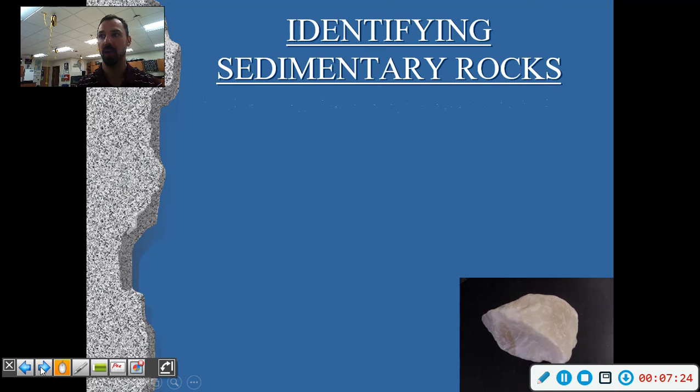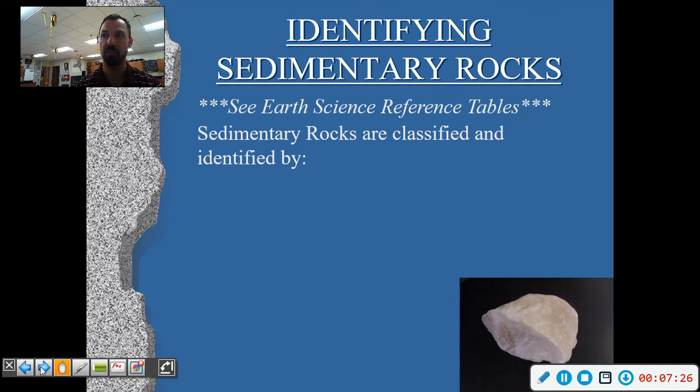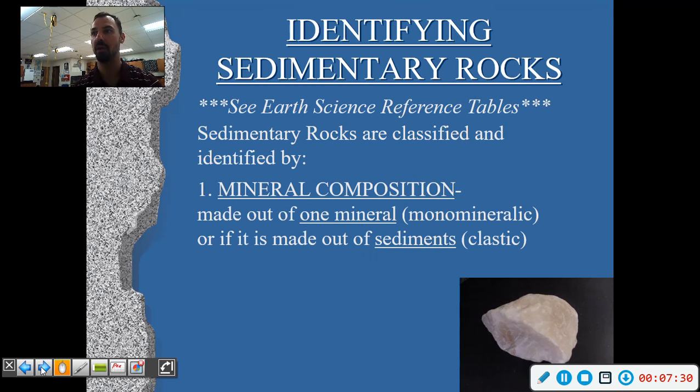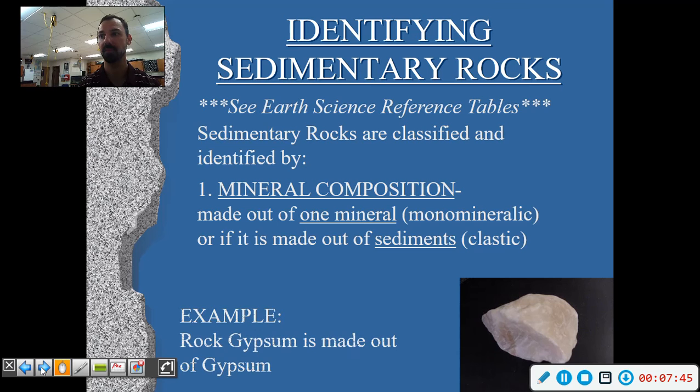Okay, now identifying using the reference tables, so different things that they're going to throw at you. Mineral composition: some rocks are monomineralic, which means they're made of one mineral. They're also made out of sediments in some cases, which means they're clastic sedimentary rocks. Rock gypsum is made out of gypsum as an example. That would be a monomineralic sedimentary rock.